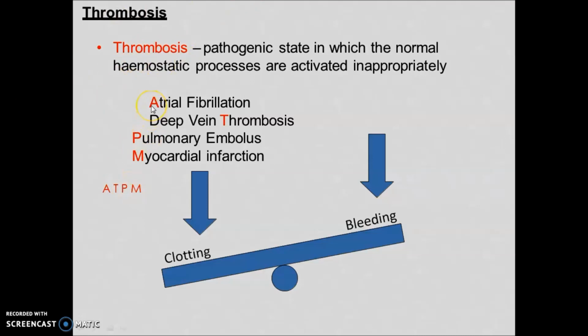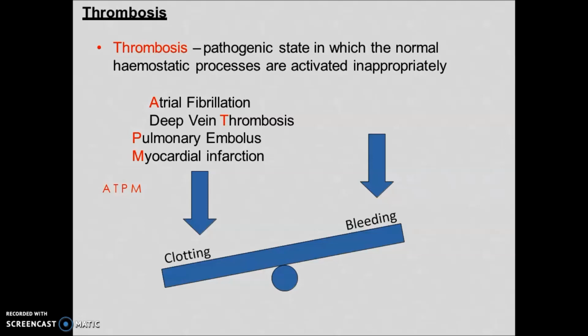Okay, so A stands for atrial fibrillation, T stands for thrombosis, deep vein thrombosis, P stands for pulmonary embolus, and M stands for myocardial infarction. Most commonly, in these disorders we can see thrombosis. And if thrombosis occurs, it means a clot is getting formed everywhere in the body. So this is your thrombosis pathogenesis, or we can say pathophysiology.